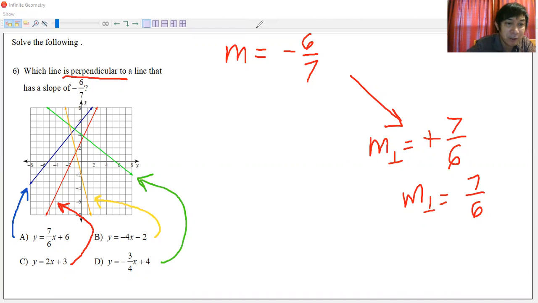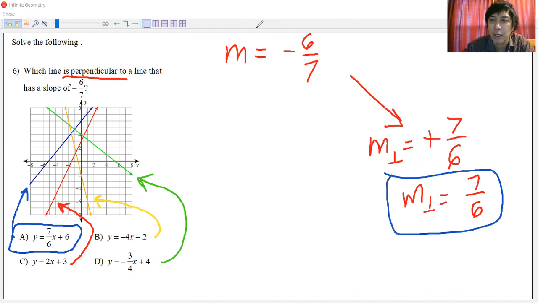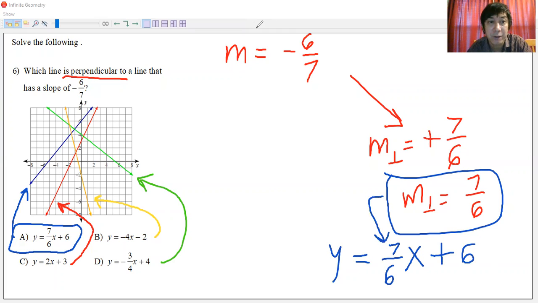So this is actually the answer, and that was obtained from here. It's the only line with a positive slope of 7/6, because letter A is y equals 7/6x plus 6. You can see this slope right there. It's a positive 7/6. That is the line perpendicular to a line with a slope of -6/7.